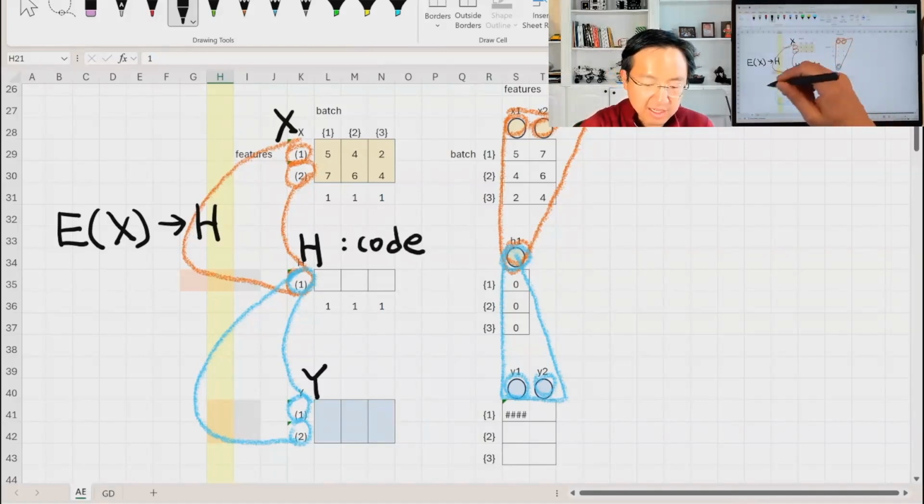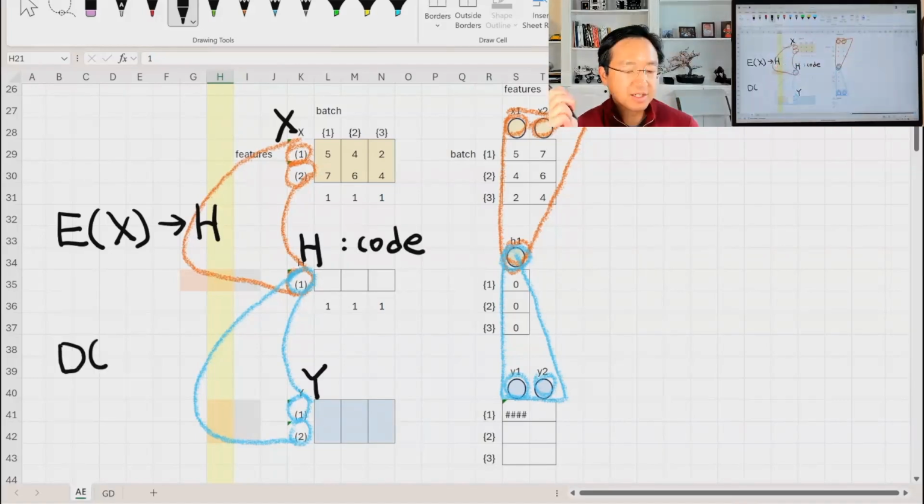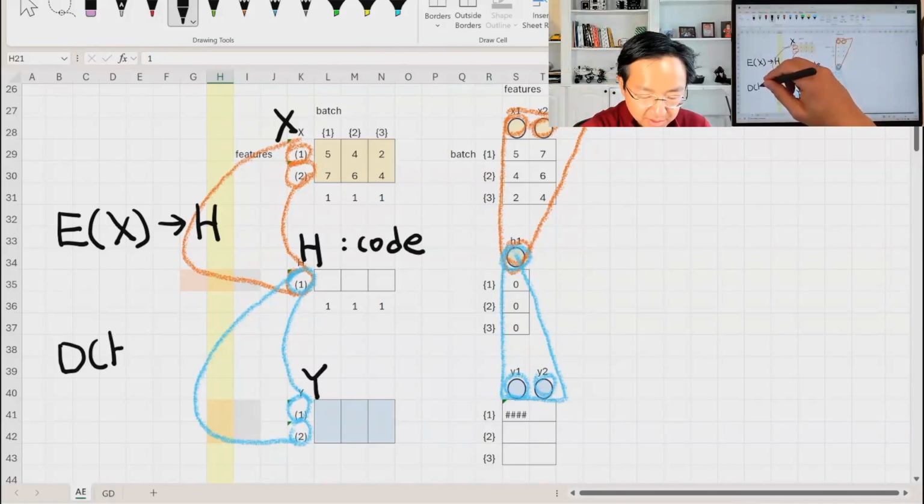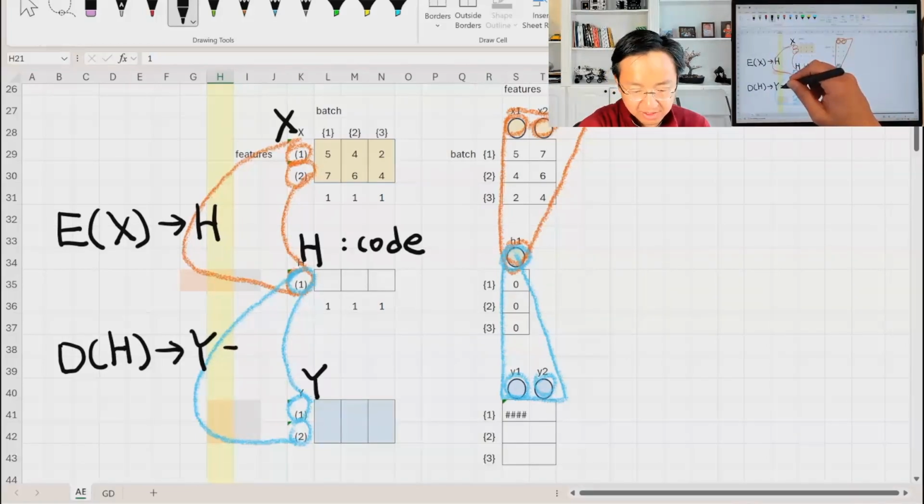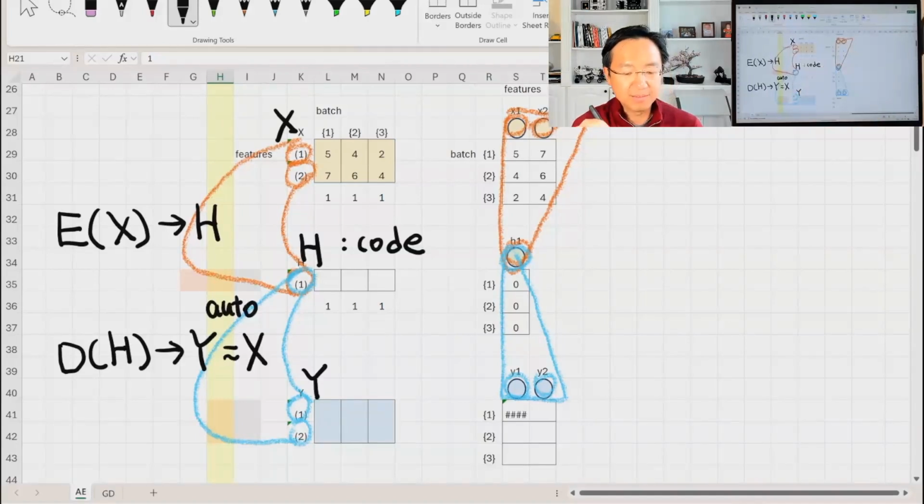And I'd like to take this code and use a decoder. If my code is the right code, I should be able to take it and feed it to a decoder and get a signal. And this signal is actually, I'd like it to be X. And this is the auto part of the auto-encoder. Why? My reconstructed signal is the same as my signal.